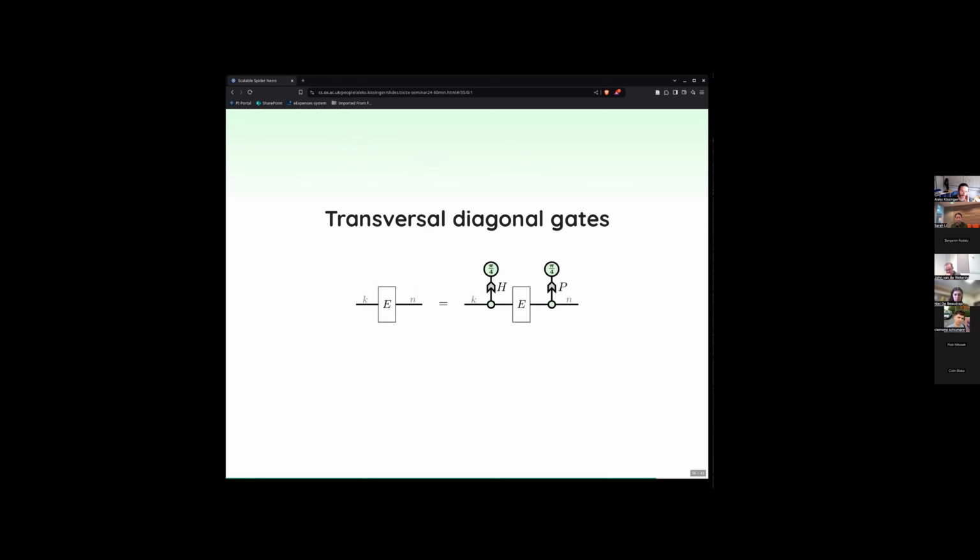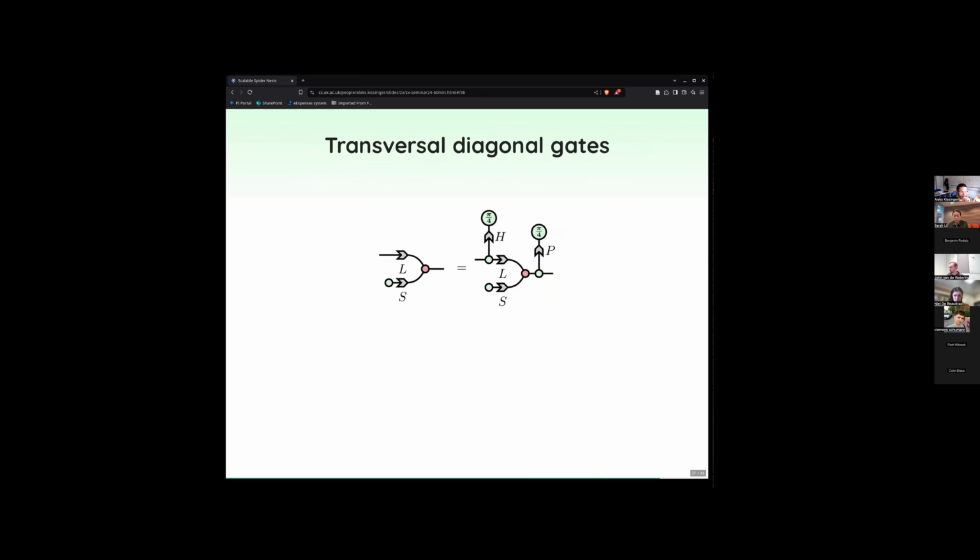If I'm interested in pi over 4 phase gadgets, that's saying that I'm looking for some capital H and some P where P is transversal. That means each of its rows is a unit vector, which means it only involves a single qubit. So each of the rows of P is going to have a single 1 in it, which satisfies this equation.